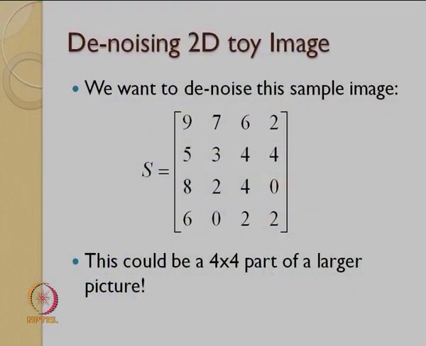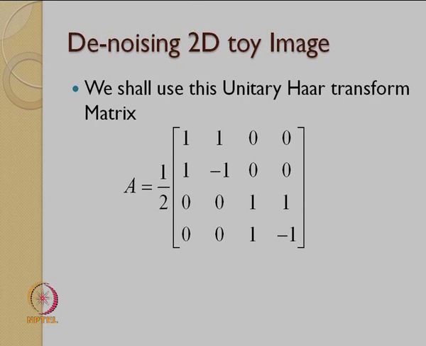Now, keeping this in our mind and realizing that indeed energy gets preserved in case of wavelet transform, now we can carry out two important tasks. The first task is going to be the task of denoising a 2D toy image, and the sample image that we are going to play around with looks like this. It is some 4 by 4 part in the image, and let us say I have the Haar unitary matrix with me, which typically looks like this.